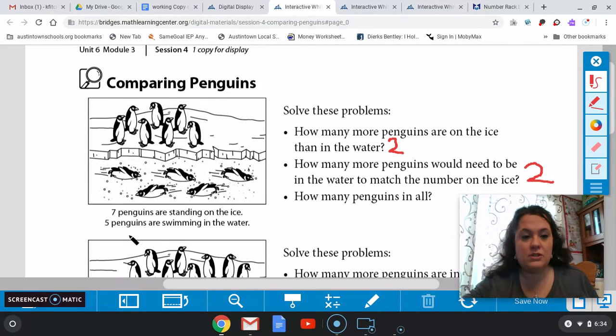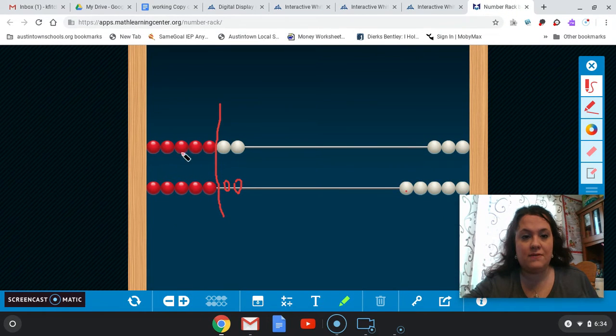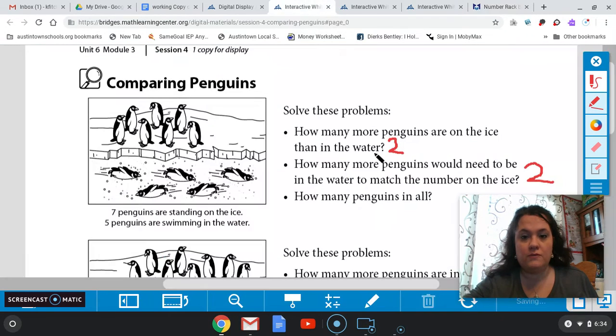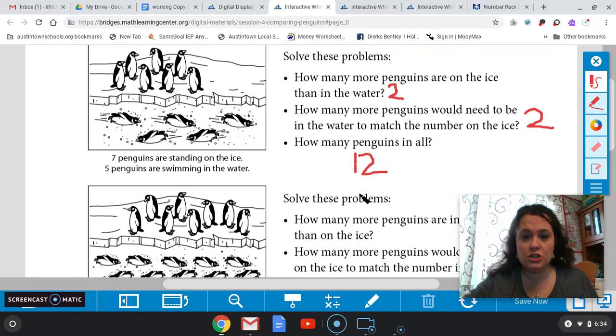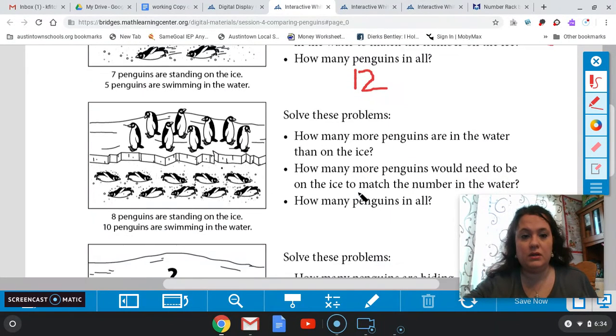How many penguins are there in all? So I have 7 plus my 5 more. So let's add that up. 7, 8, 9, 10, 11, 12. There are 12 penguins in all, okay? Not too bad. Let's do the next one.